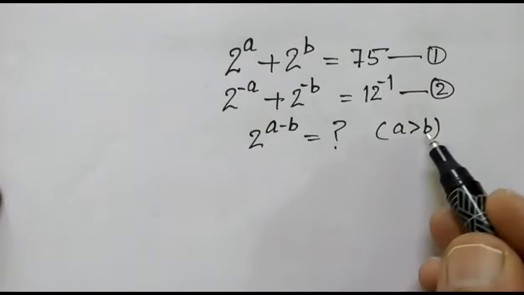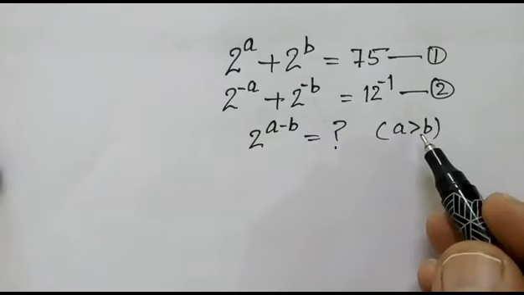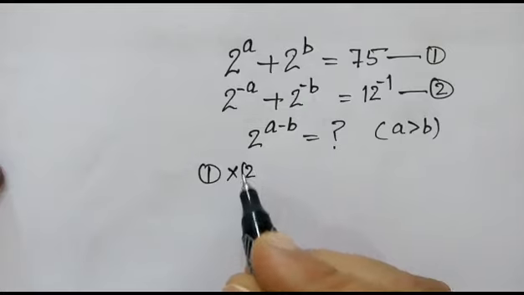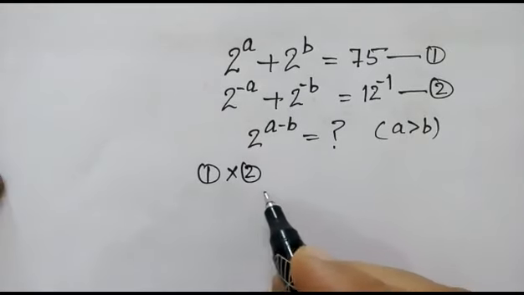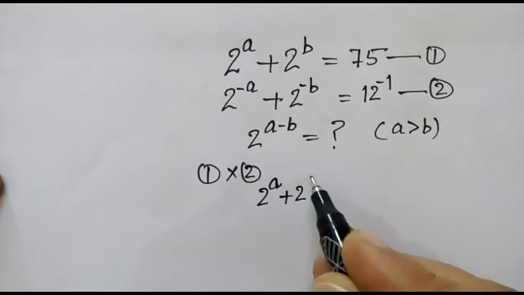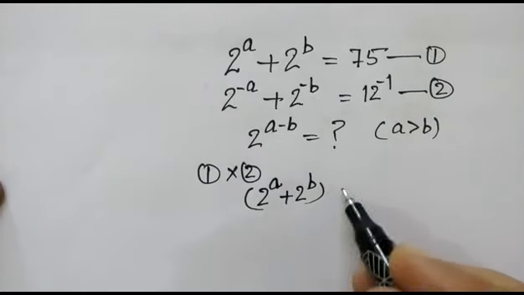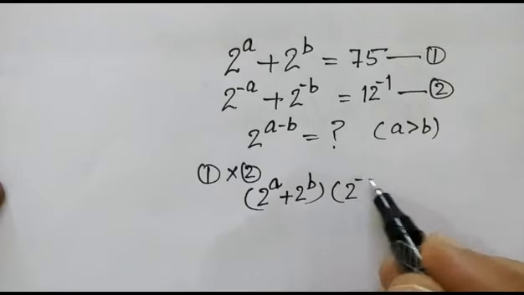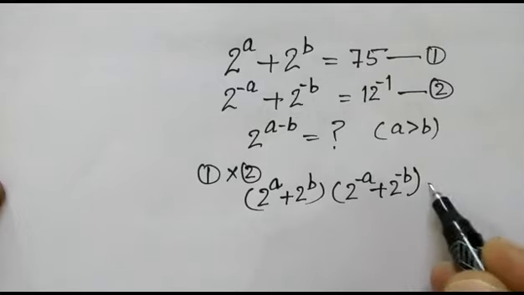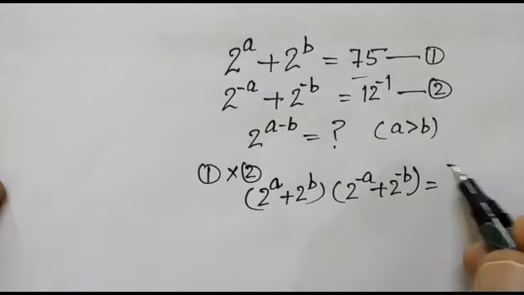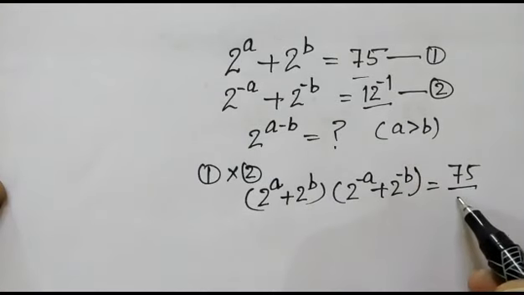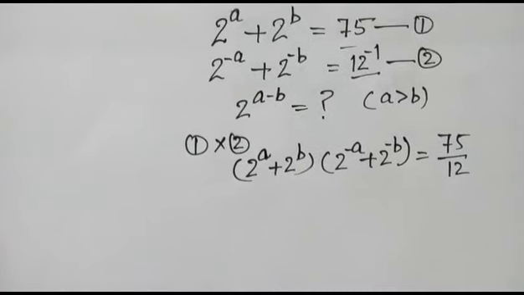The condition is given: a is greater than b, right? So let's start. First we will multiply equation first and second, right? So (2 to the power a plus 2 to the power b) into (2 to the power minus a plus 2 to the power minus b) is equal to 75 and 12 to the power minus 1, this will be 12, right?